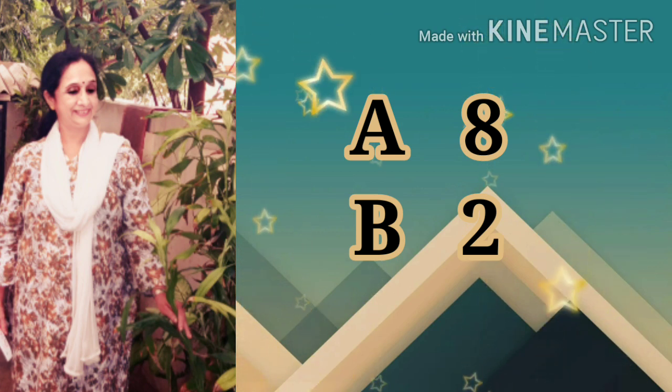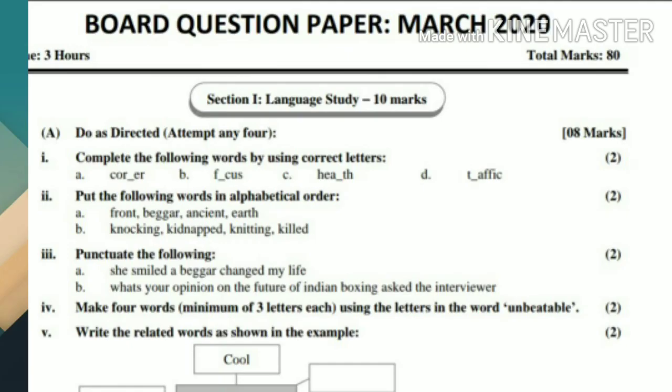Now here I have a board question paper of March 2020 along with me. Let's see Section 1, Language Study, A. Do as directed, attempt any 4. We have to attempt any 4 questions out of 6. Is that clear? Okay. Now the first one is: complete the following words by using correct letters.